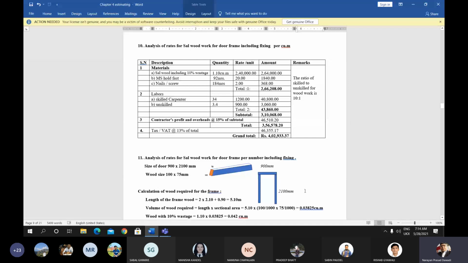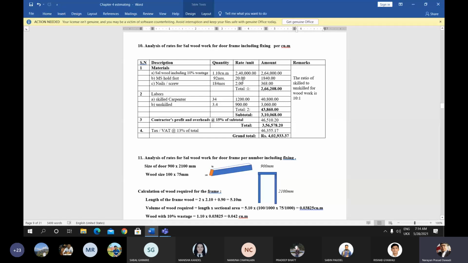For each number, you must provide a minimum of 4 numbers of hold fast. So 23 into 4 gives the value of 92 numbers. This is the 92 number. One hold fast costs rupees 20, which gives the value of 1840 rupees.